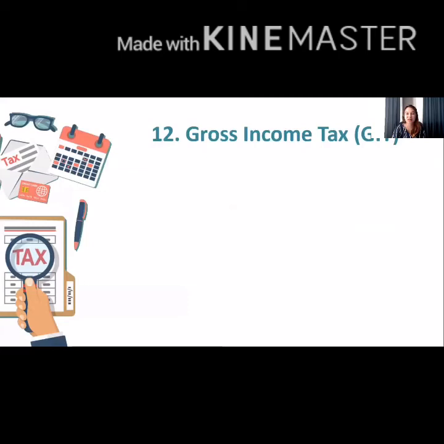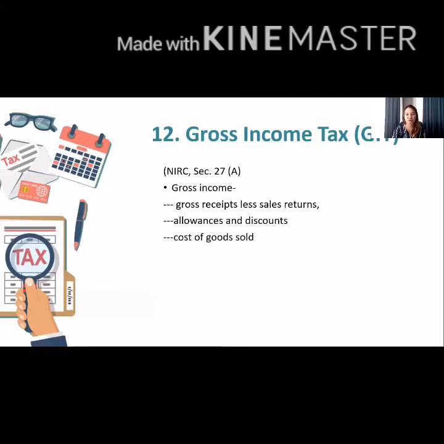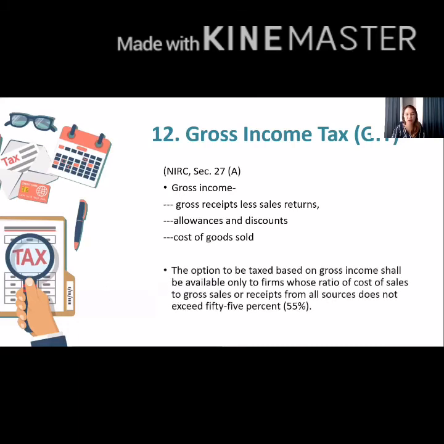And the last but not the least type of Philippine income tax is the gross income tax, or GIT, under Section 27, Paragraph A of the NIRC. So what is gross income? Gross income is gross receipts, less sales returns, allowances and discounts, and the cost of goods sold. The option to be taxed based on gross income shall be available only to firms whose ratio of cost of sales to gross sales or receipts from all sources does not exceed 55%.